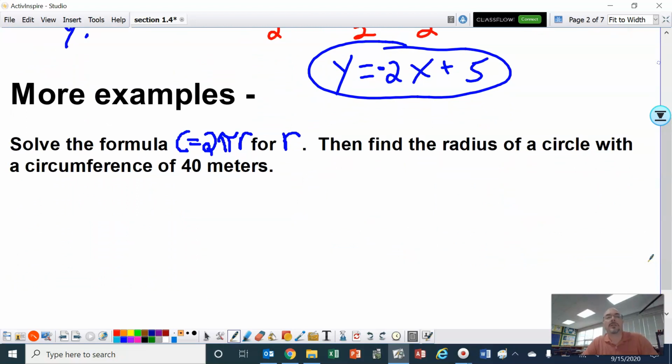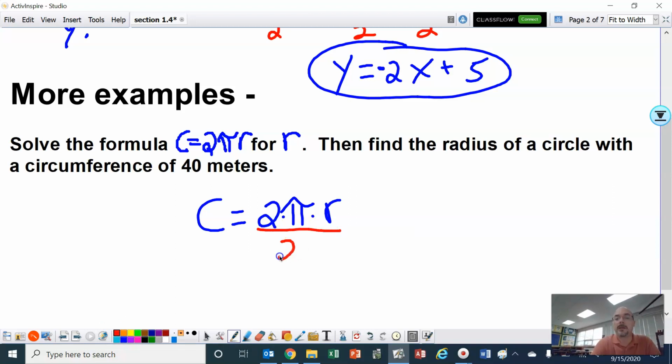So another example, we're going to solve that circumference formula for r. All right, so let me rewrite this. Okay, we want to get r by itself. Now remember, 2 pi r, that's implying multiplication. So it's 2 times pi times the radius. Well, we want to get rid of the 2 and the pi. Well, since we're multiplying, we're going to divide. To get rid of it, we're going to divide both sides by 2 pi. That cancels out, right? Voila, that's all it took.